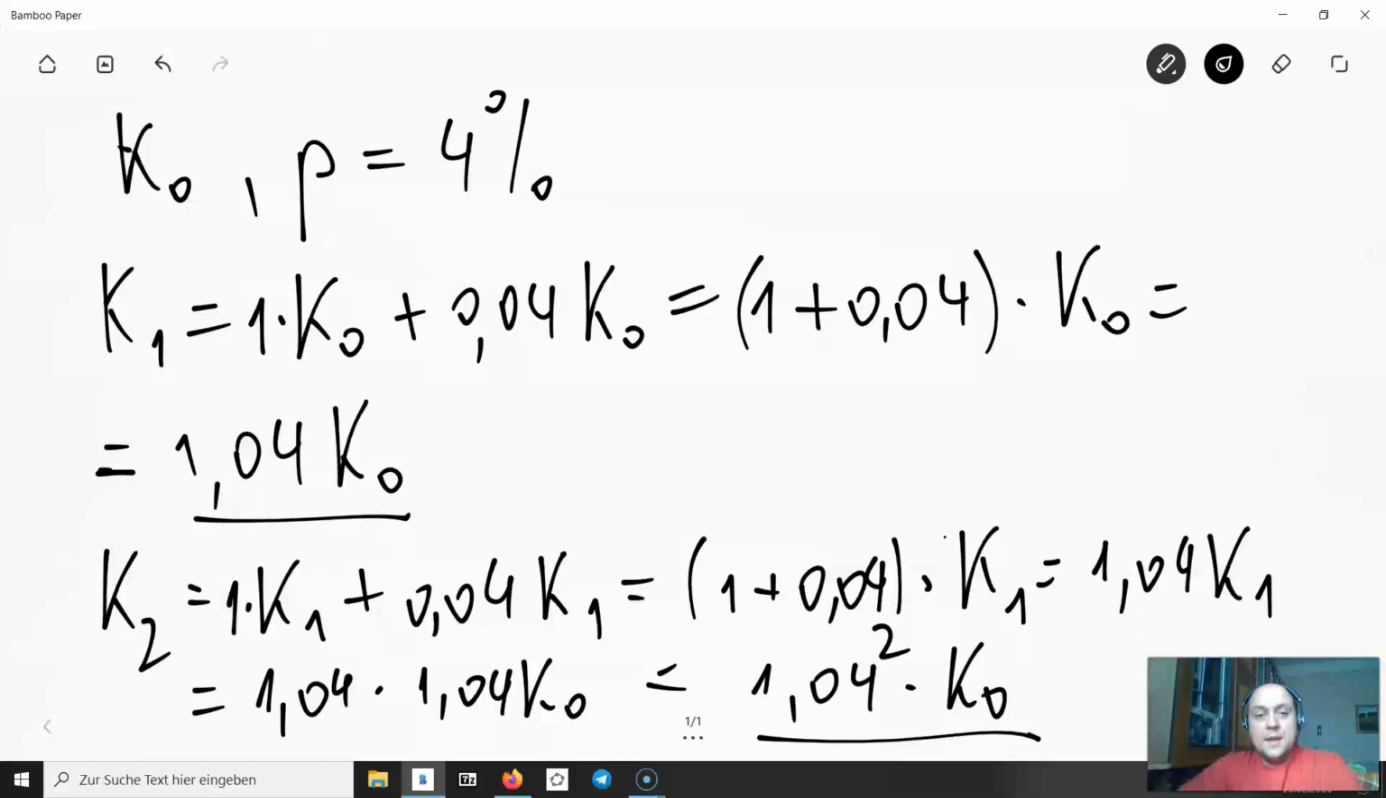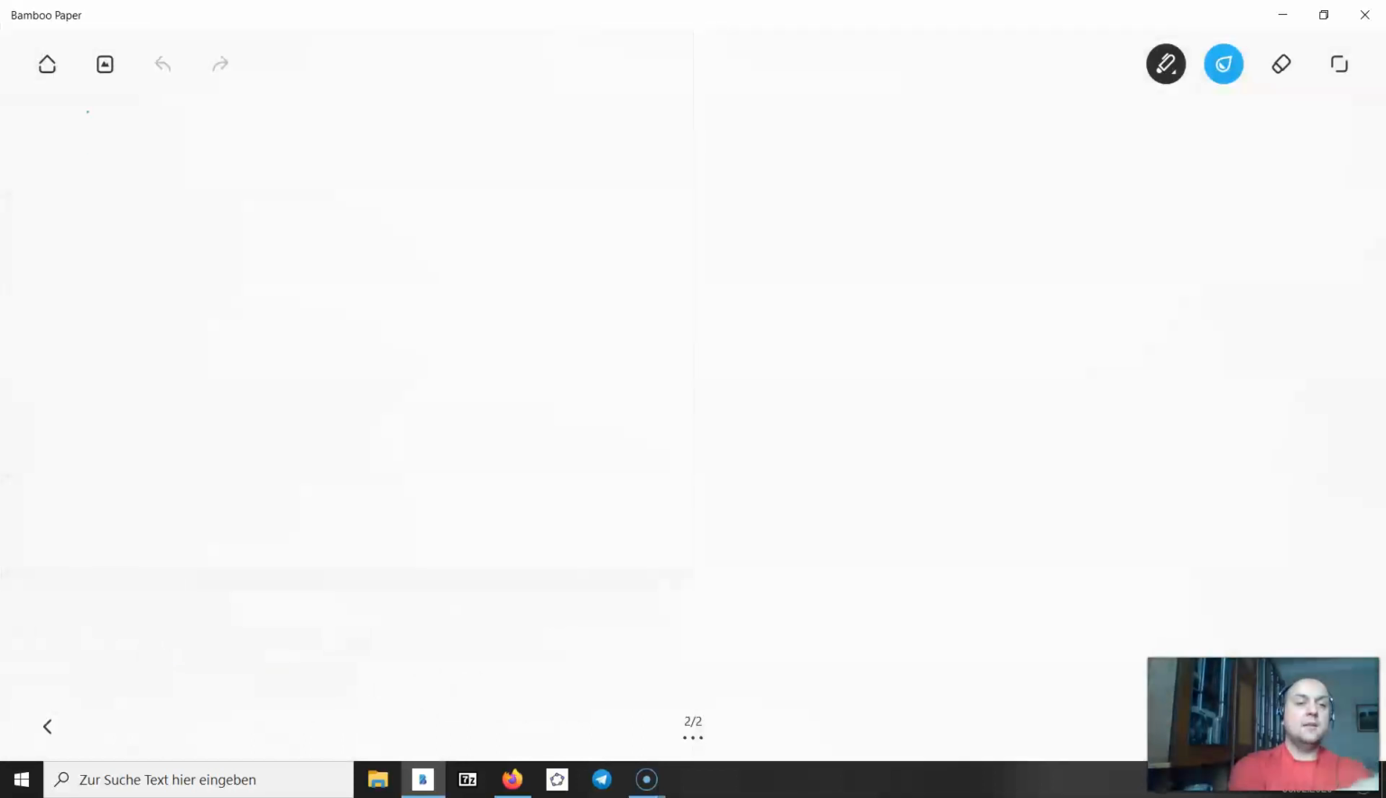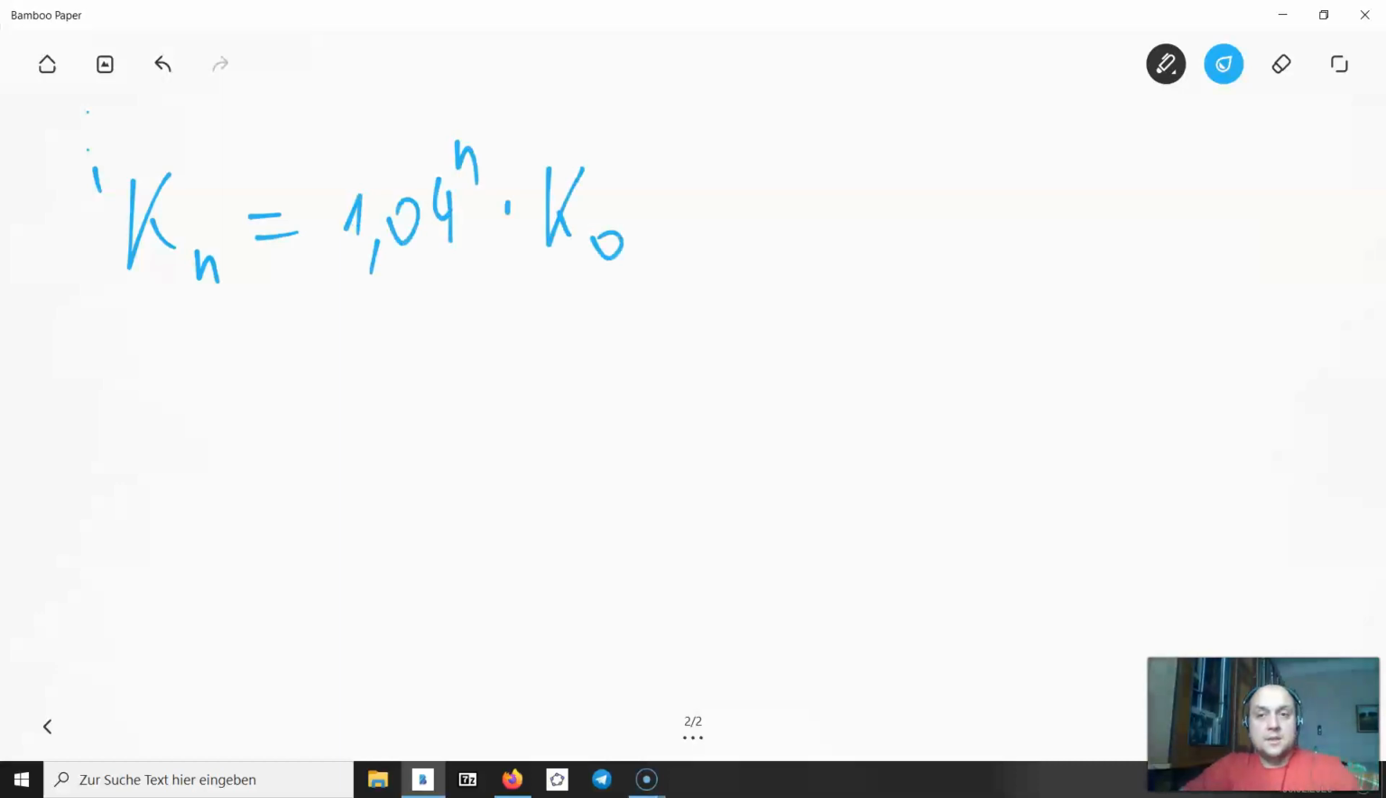All right, so the idea is clear. The further we go, the higher the exponents would be. So there is a correspondence between the 2 in the index and the 2 in the power. So Kn is going to be 1.04 to the power of n times K0. So that's the story. This is the idea of compound interest.